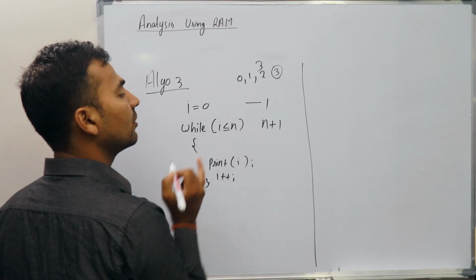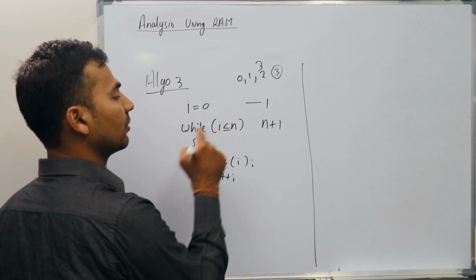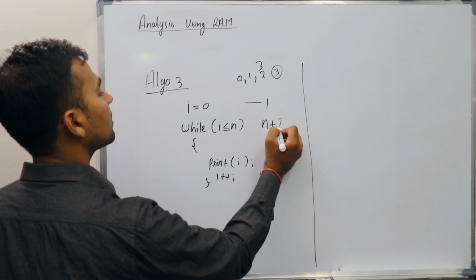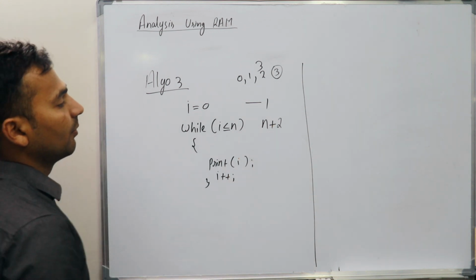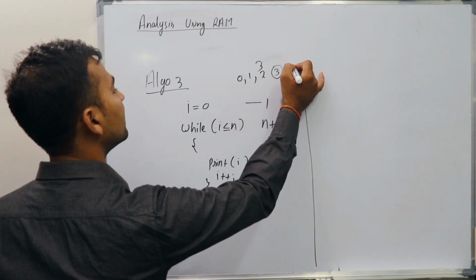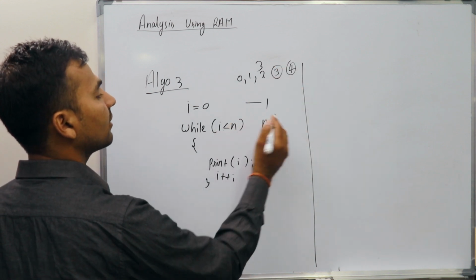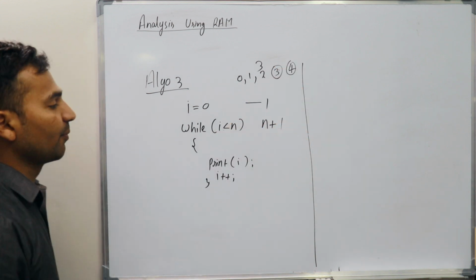Suppose if i is less than or equal to n, then how many times do we compare? We compare for n plus 2 times, right? Because we go up to 3 and again we need to check for 4. But we have i is less than n, so we compare for n plus 1 times.